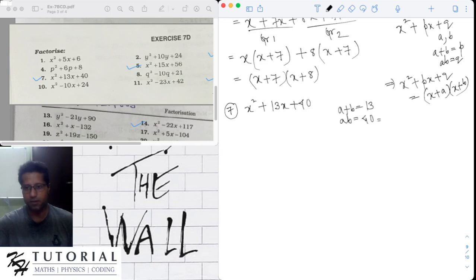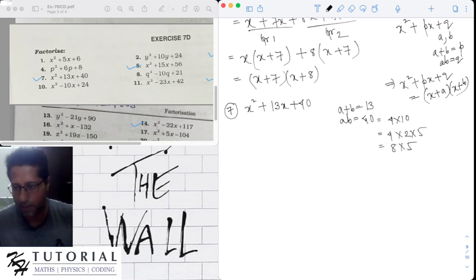Now what is 40? I have to factorize 40. So let's say 40 is 4 into 10. Now a and b cannot be 4 and 10 because 4 plus 10 is 14. It is not 13. So let's see what we can do. 10 is 2 into 5, so this is equal to 8 into 5. Now I see 8 plus 5 is 13 and 8 into 5 is obviously 40. So a and b can be 8 and 5.